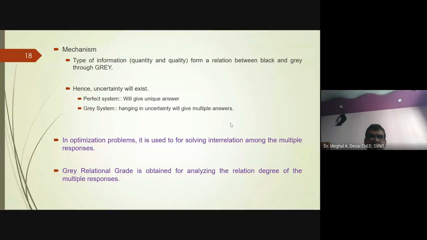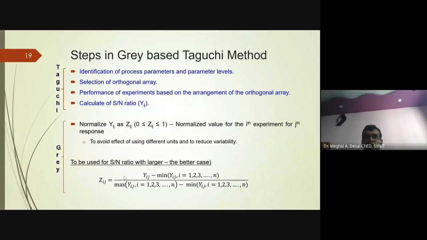Basically, this gray relational analysis is used for solving the interrelation among multiple responses. And for that, we are using the gray relational grade for analyzing the relation degree of the multiple responses. So how it is done, that we will see now. As I told you, we are going to combine the Taguchi method with the gray method. So there are a few steps which belong to the Taguchi method, and a few steps which belong to the gray method.